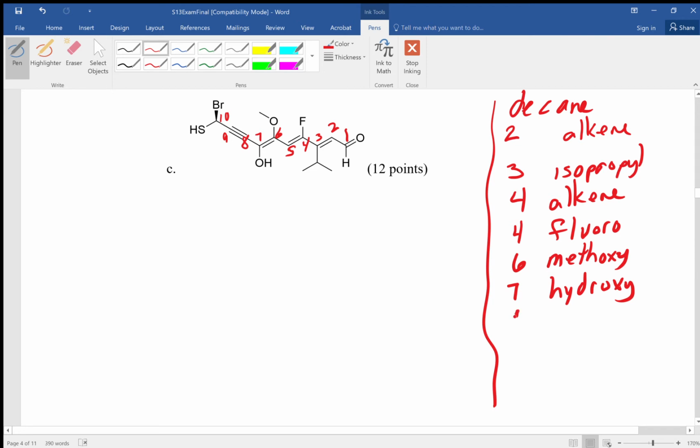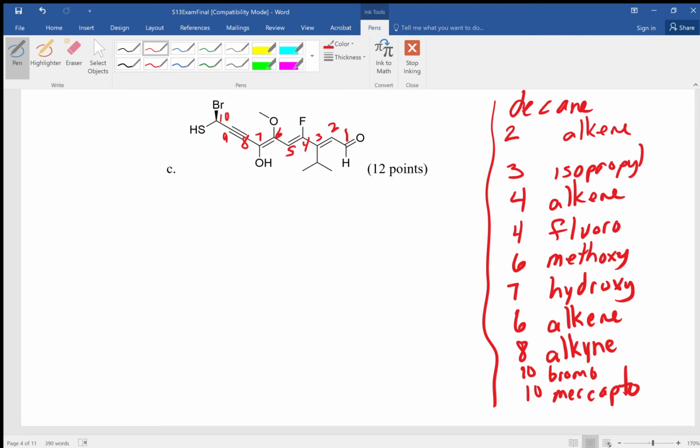We also need to account for the 3rd alkene in this molecule, starting at carbon 6. Carbon 8 has an alkyne. And then carbon 10 has both a bromine and a sulfur group. And we call that mercapto. In addition to this, we need to define all of our stereochemistry. So before we put the name together, let's do that part as well.